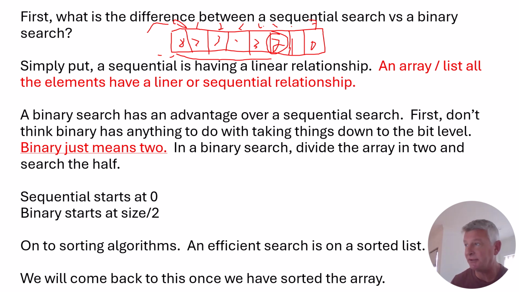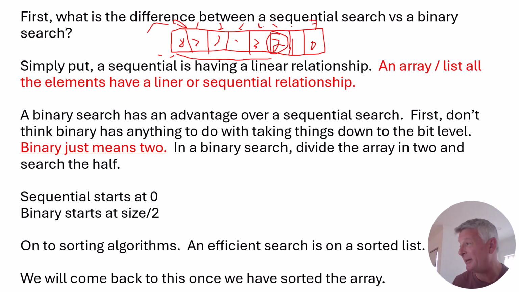A binary search has an advantage over the sequential search. First, you might think binary has something to do with going down to the bit level. This is not a bit-level binary search. I put that in there because I had a student email me: I'm trying to do a binary search and I don't know how to turn all of my data into bits. And I'm like, no, not that binary. Binary means 2.